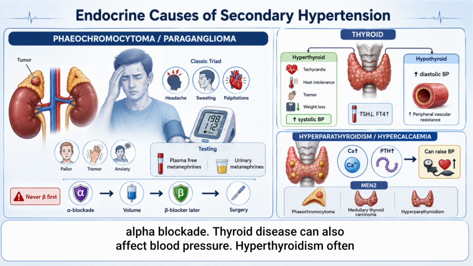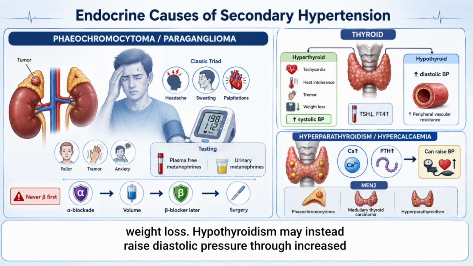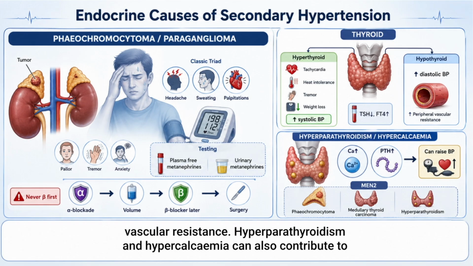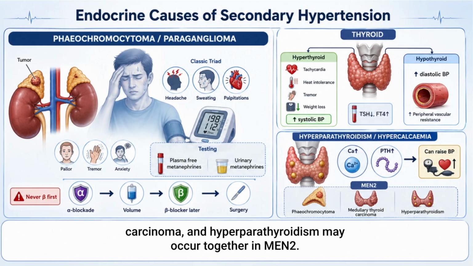Thyroid disease can also affect blood pressure. Hyperthyroidism often raises systolic pressure and causes tachycardia, tremor, heat intolerance, and weight loss. Hypothyroidism may instead raise diastolic pressure through increased vascular resistance. Hyperparathyroidism and hypercalcemia can also contribute to hypertension. Pheochromocytoma, medullary thyroid carcinoma, and hyperparathyroidism may occur together in men too.